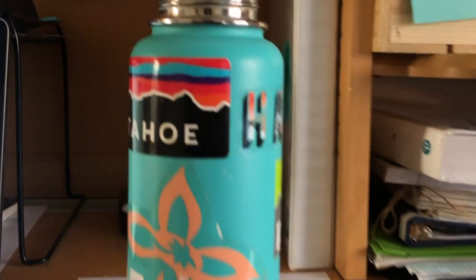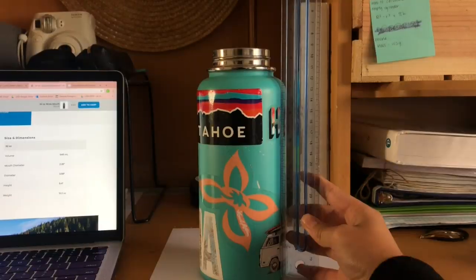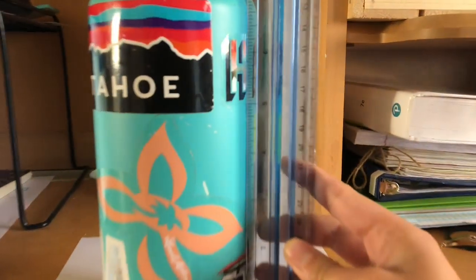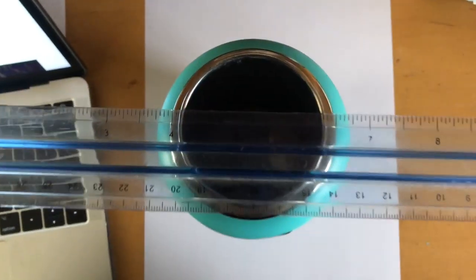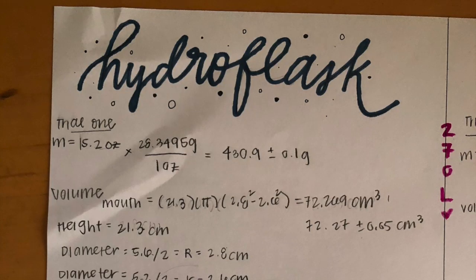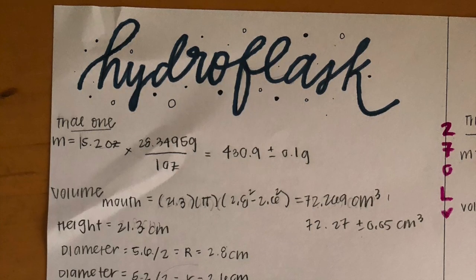This is my Hydro Flask, and this is my iPhone. This is how I measured the height, and this is how I measured the diameter, and this is how I measured the dimensions of my phone. It was really hard.